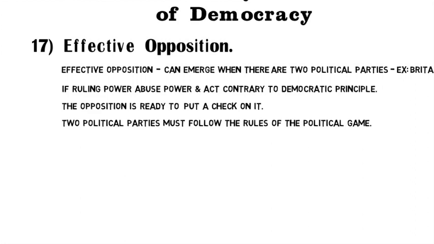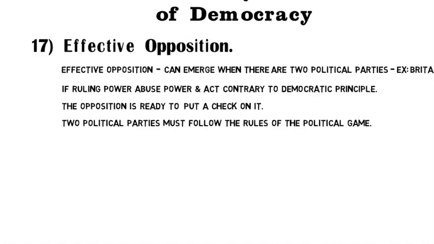Now, we need to understand here that one of the most important conditions necessary for the successful working of democracy is effective opposition. And effective opposition can emerge only if there is a two political party system in the country. Example we have in Britain. In Britain, they have just two political parties. One is the Labour Party and one is the Conservative Party.